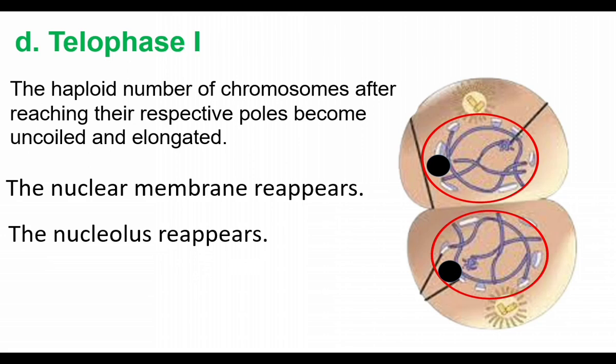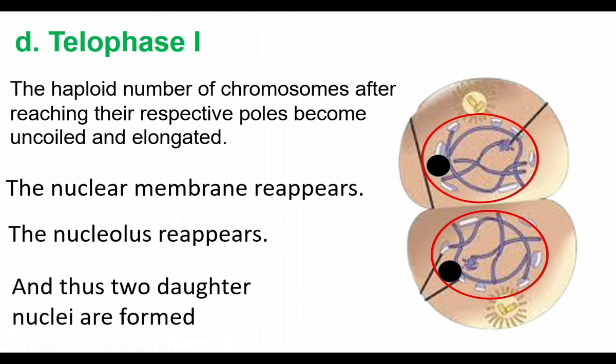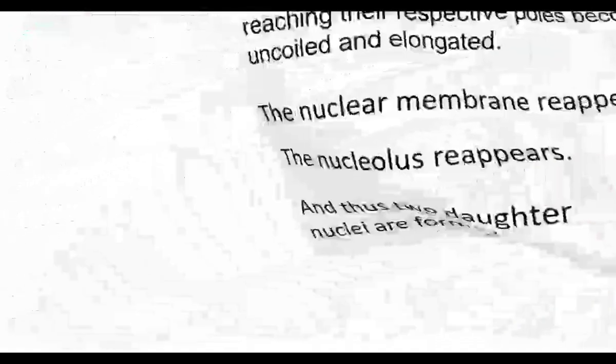After the division of the nucleus, the cytoplasm divides into two. As a result, two daughter cells are formed at the end of meiosis I. These two daughter cells will enter into meiosis II. Meiosis II is similar to mitosis.